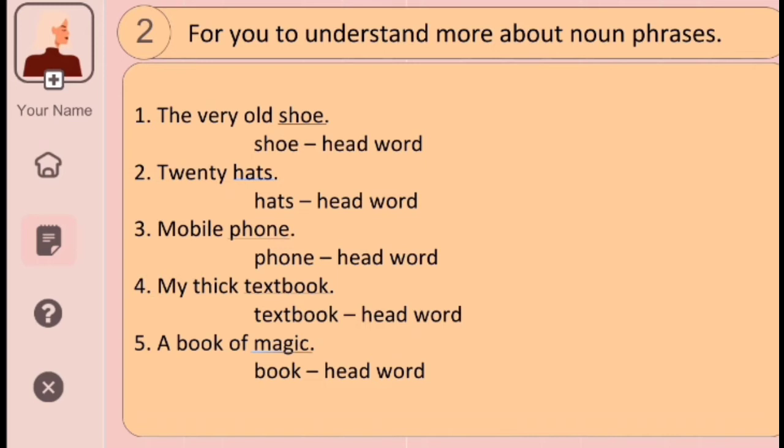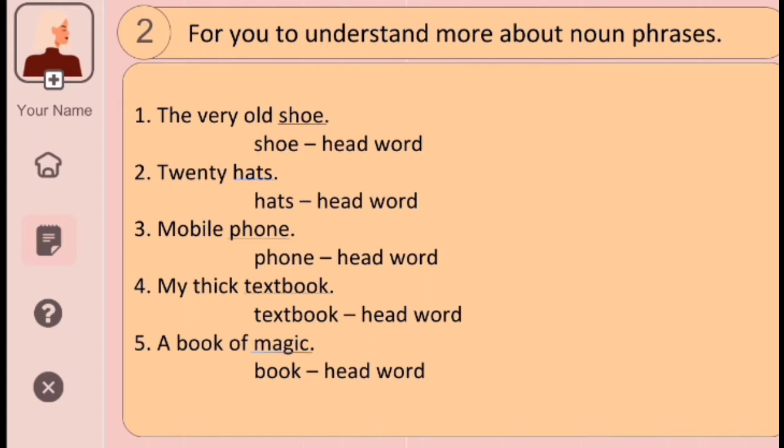Next, number 2 is 20 hats. 20 is telling us how many hats there are. So they are grammatically related and hats is a noun. Number 3, mobile phone. What type of phone? Mobile is itself a noun, so that means a noun phrase can have two nouns, where one noun is modifying the other.